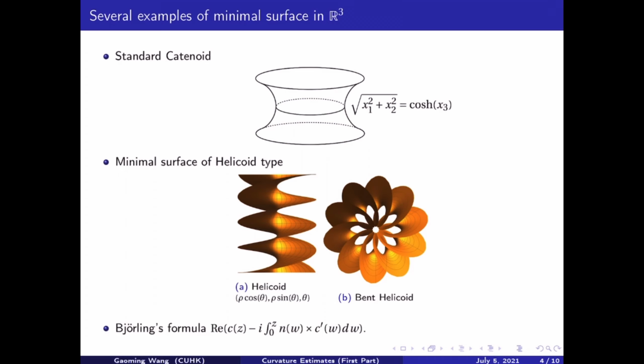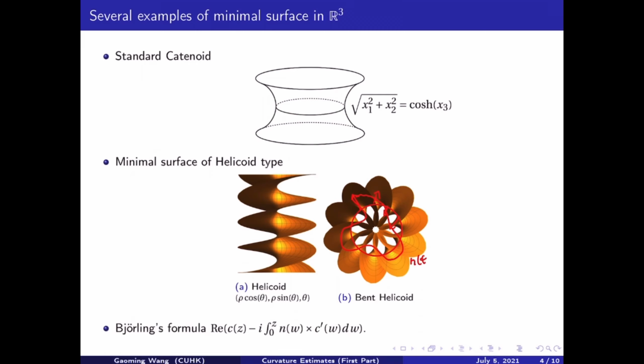The left image is a standard helicoid and it is given by this formula. The right image is called a bent helicoid. It can be computed by Björling's formula, given an analytic curve c(t), for example, like this circle here, and any analytic prescribed normal vector field N(t) spinning around this circle. Then, using Björling's formula, we can find a minimal surface passing through this circle with normal vector field given by N(t) along this curve.